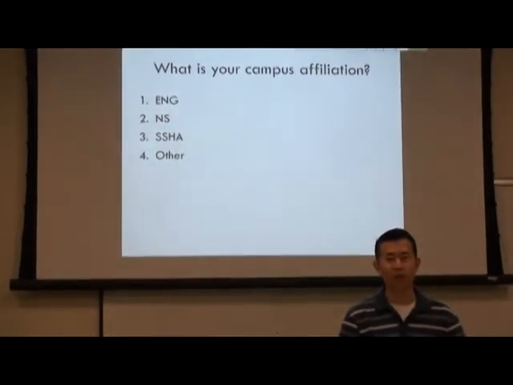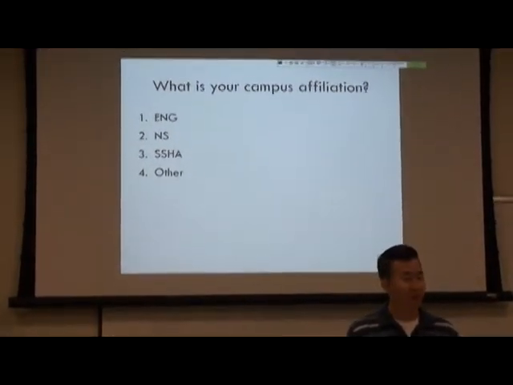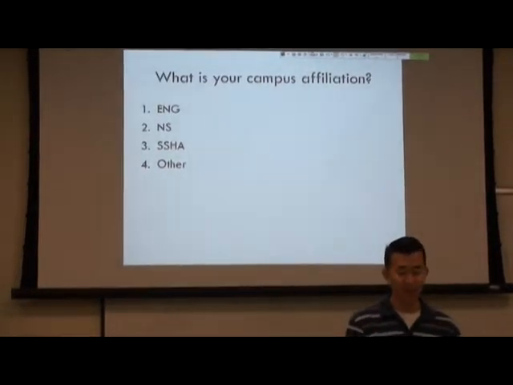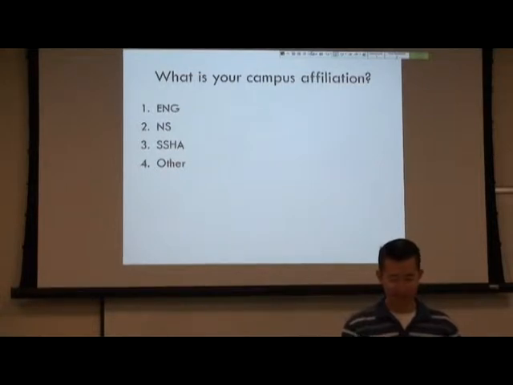Here's your first opportunity to use the clicker. A very basic question: what is your campus affiliation? So if you can click it, and I think we have 8 people, 2, 4, 6, 8, 10. All right, so everybody's in.